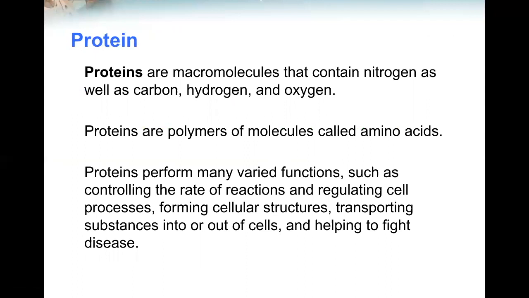Proteins are macromolecules that contain nitrogen as well as carbon, hydrogen, and oxygen. Proteins are polymers of molecules called amino acids. Proteins perform many varied functions, such as controlling the rate of reaction and regulating cell processes, forming cellular structures, transporting substances into or out of cells, and helping to fight disease.